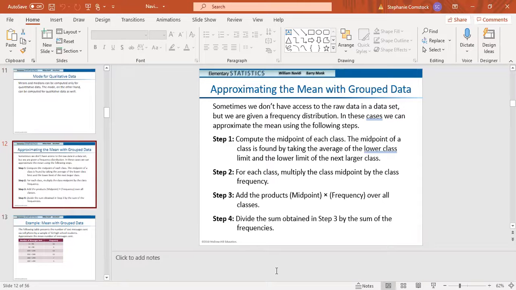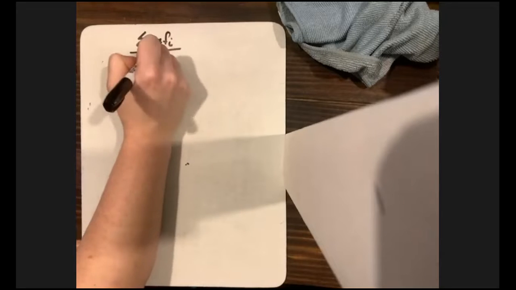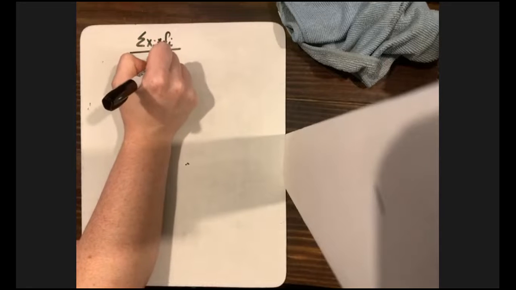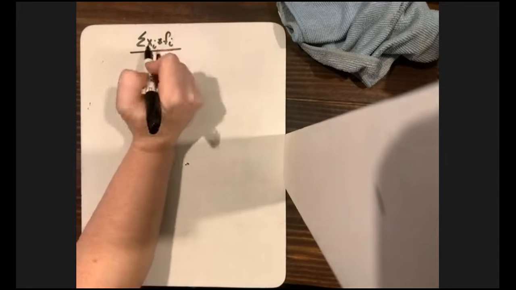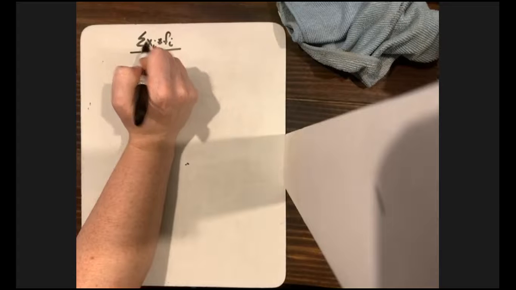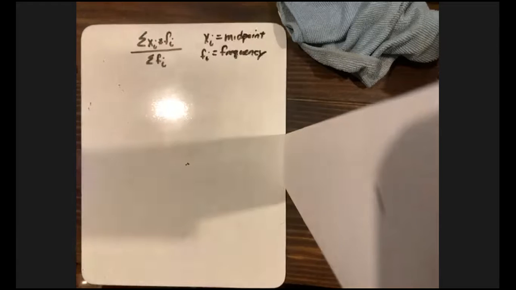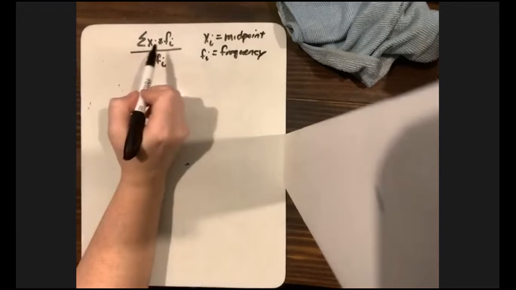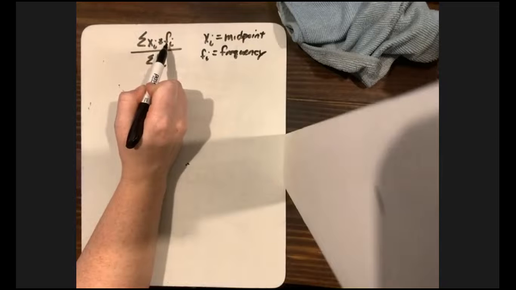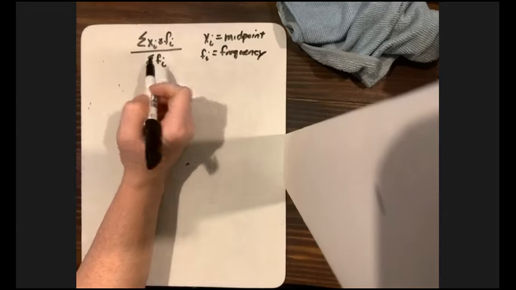So we're going to take a look. First off, our formula. What we're going to do is take the value, in this case x, and multiply our midpoint times our frequency, then add all of that up, and then divide by the total frequency.